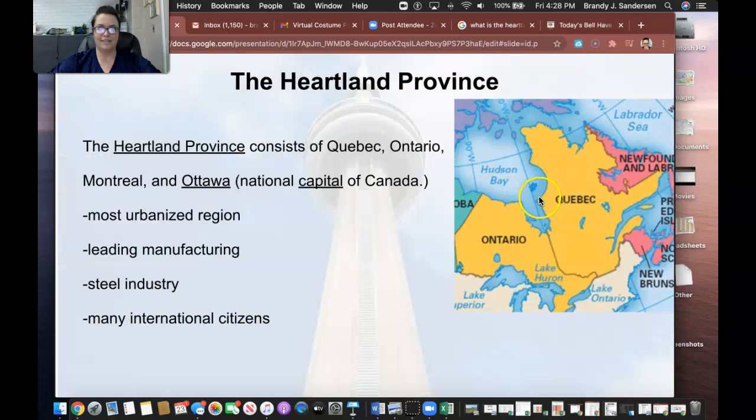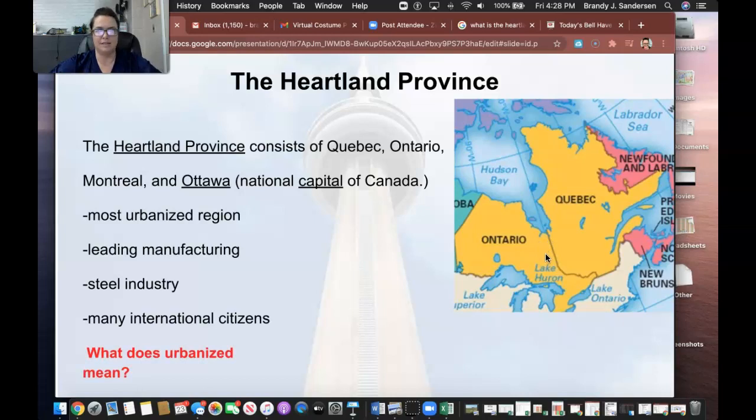The Heartland province consists of Quebec, Ontario, Montreal, right here, Quebec, Ontario, and Montreal. The national capital of Canada. These are the most urbanized regions. Most of them led to manufacturing, steel industry, and many international citizens live in these two provinces.